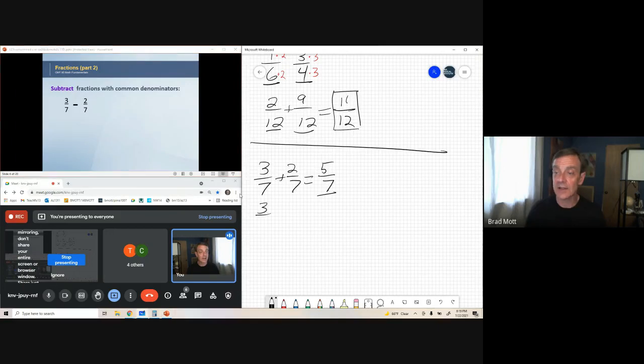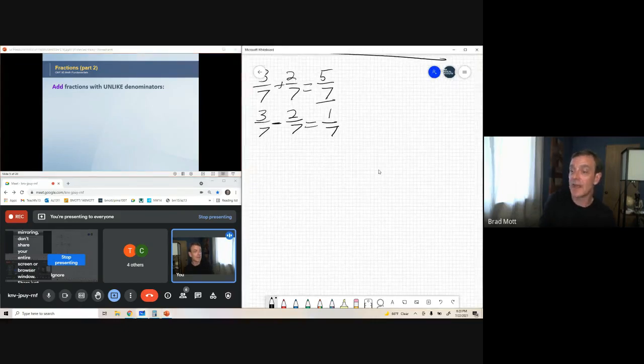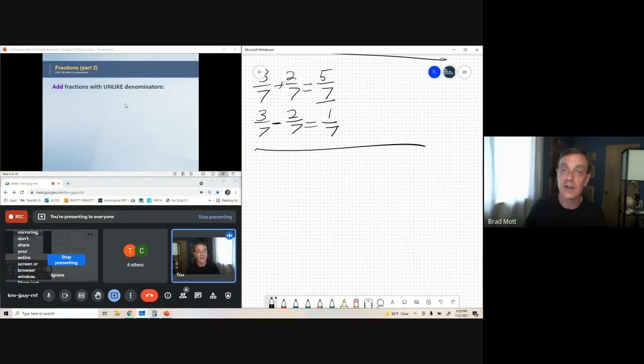Subtracting, exactly the same process, just a different operator. 3/7 minus 2/7. 3 minus 2 is 1. And keep your denominator, 1/7. Easy as pie when you have common denominators. However, oftentimes the case will be when you have unlike denominators. In this case, you have to find that lowest common denominator and then complete the process.